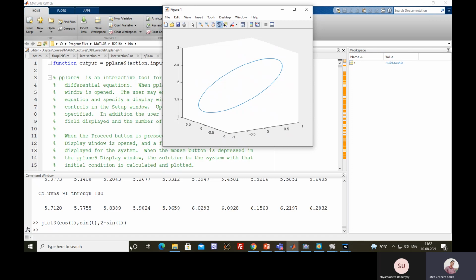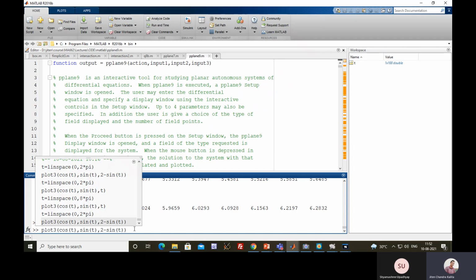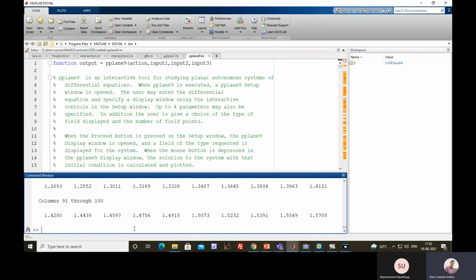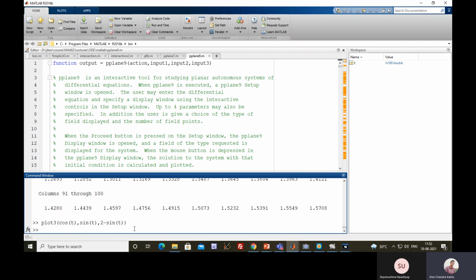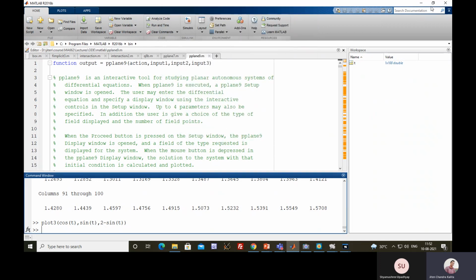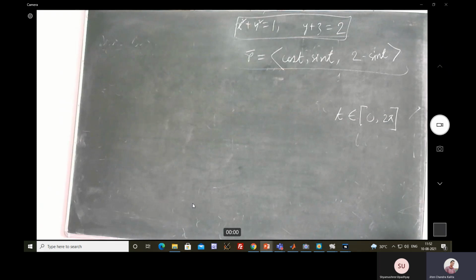Okay, fine. And again, if I do the trick here, suppose instead of making it 0 to 2 pi, I make it pi by 2. Then you can see that I'm not getting a closed curve. So in order to get a closed curve, at least you should take from 0 to 2 pi. And if you take the upper limit more than 2 pi, then again it is going to repeat the same cycle. Okay, so this is the way we can get a space curve.